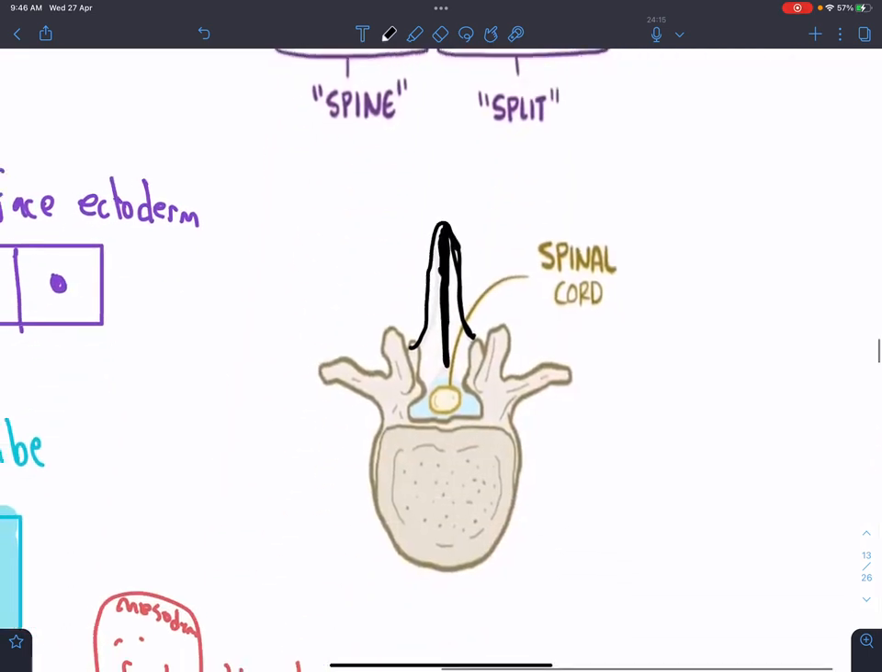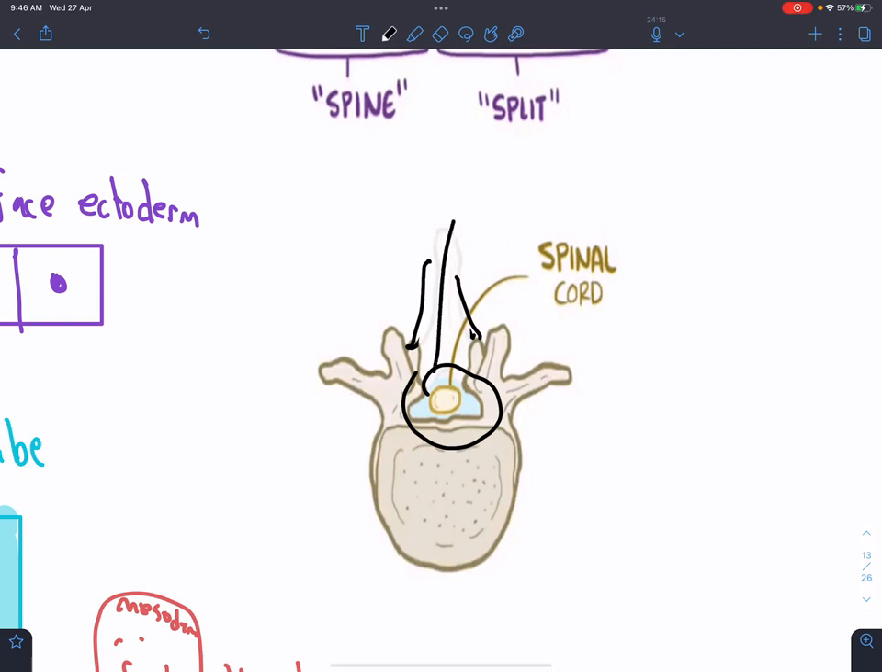What happens? Well, this will lead to an opening right here. And this opening, if large enough, will cause the bulging of the spinal cord, its contents, or its spinal cord itself, or its meninges, or CSF. They could bulge out right here, and they could form a sac, depending on the type. Or maybe they don't bulge out. Again, like I said, if the opening is small.